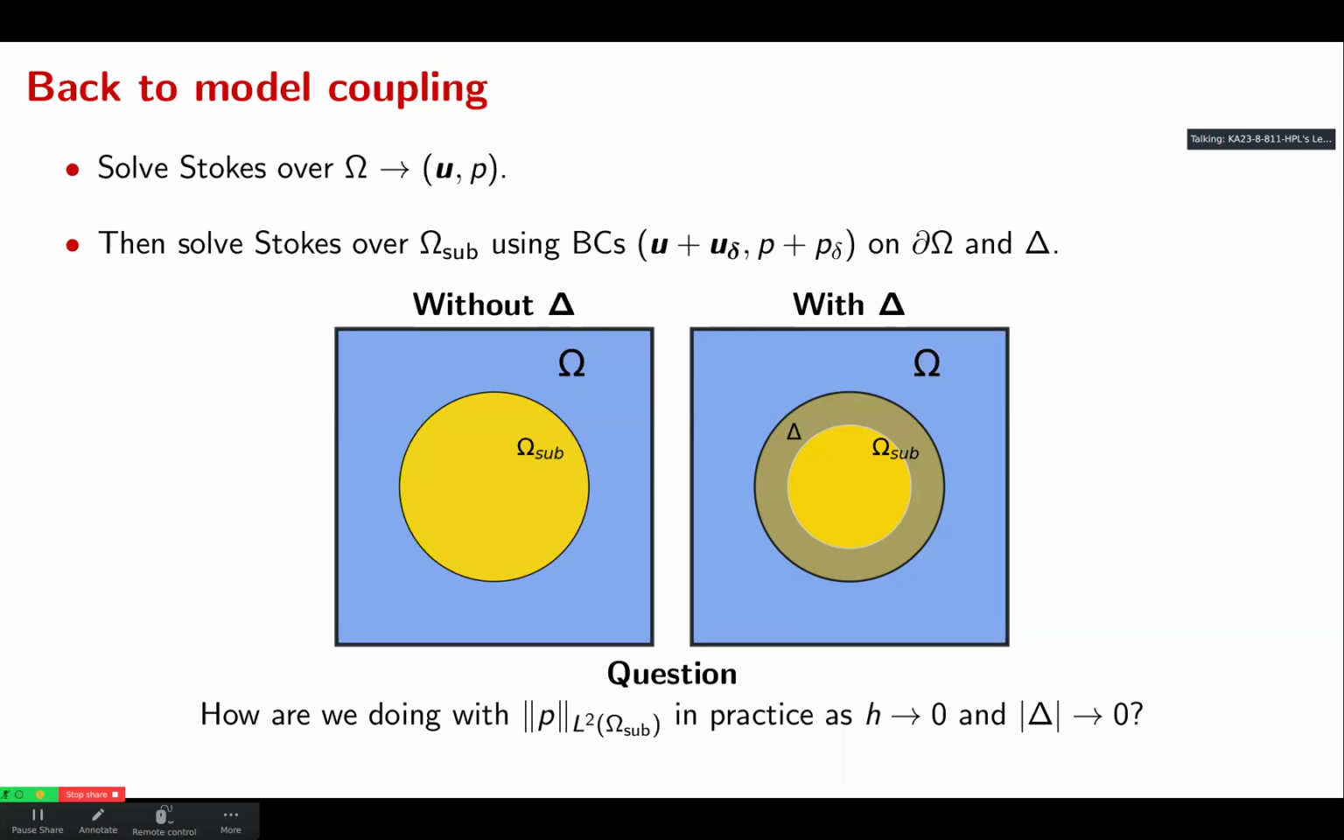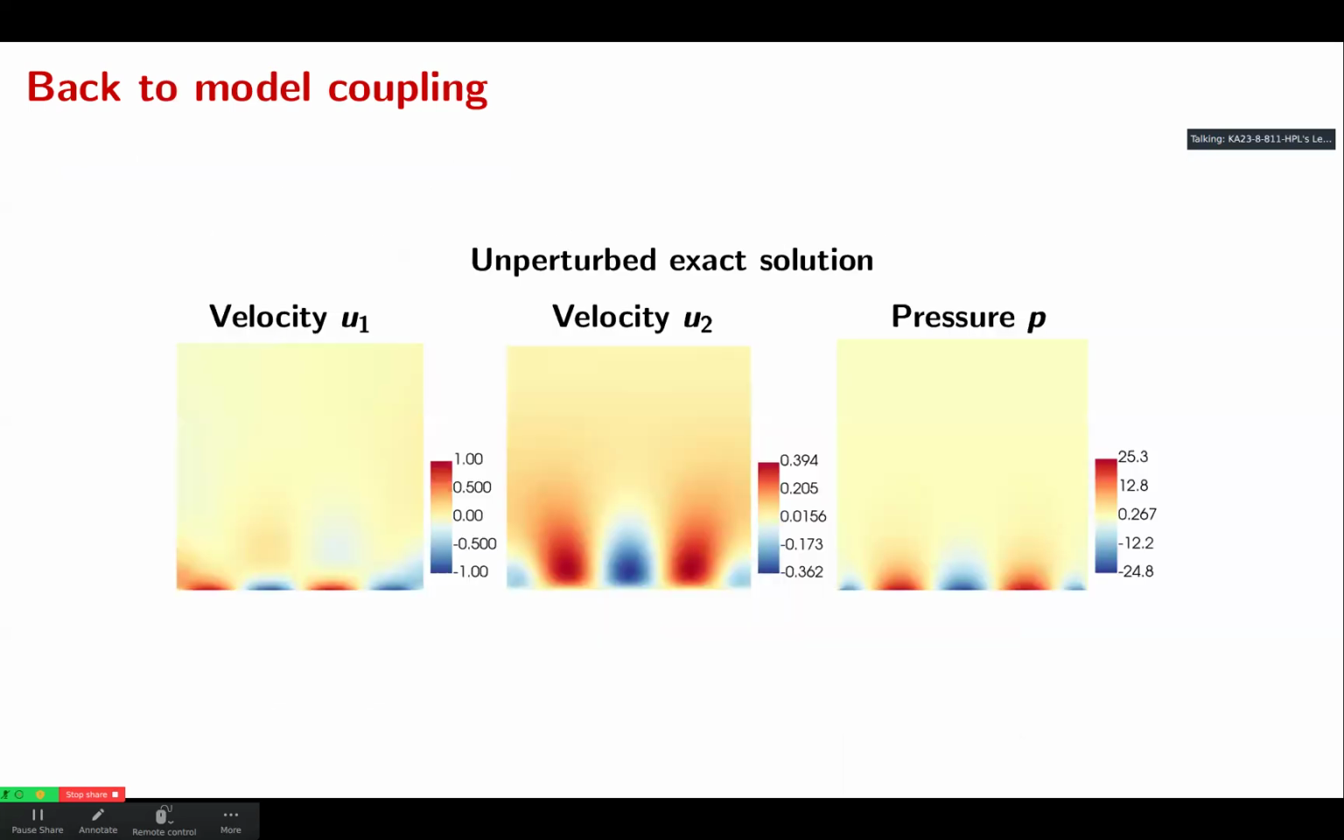So the question we pose is, how are we doing with the norm of P in practice if we send H to 0 and if we send the volume of delta to 0? Remember, delta is this region that we will be shrinking. This is one of the solutions, the unperturbed exact solution. It looks like that. We have velocity, horizontal, vertical, and pressure.